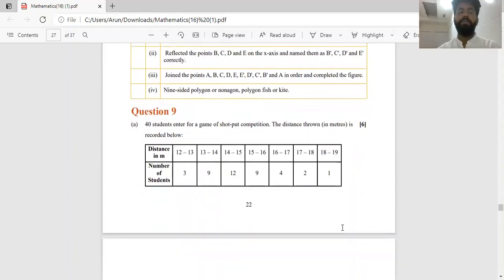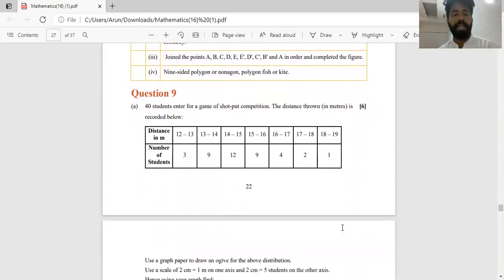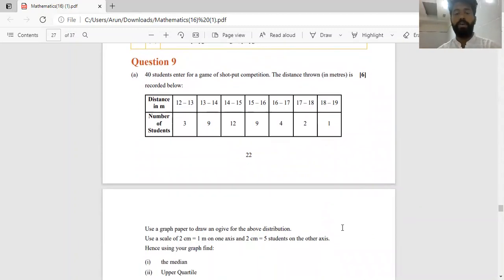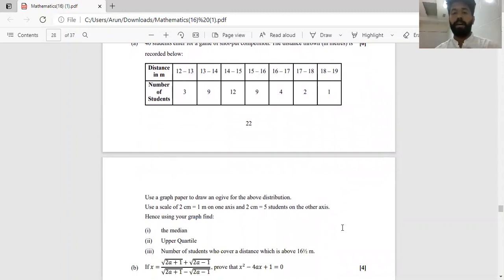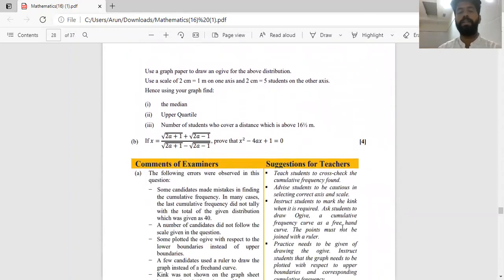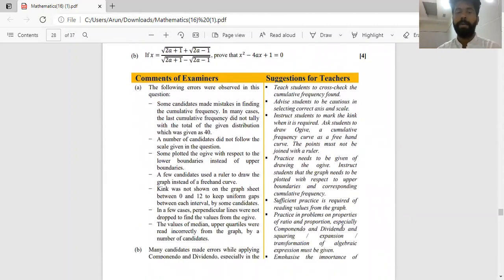Then moving on to the next question, question number 9. 40 students entered a game for shot put competition and their data has been given below. You have to make an ogive and find the median, upper quartile, and number of students who cover a distance which is above 16.5.